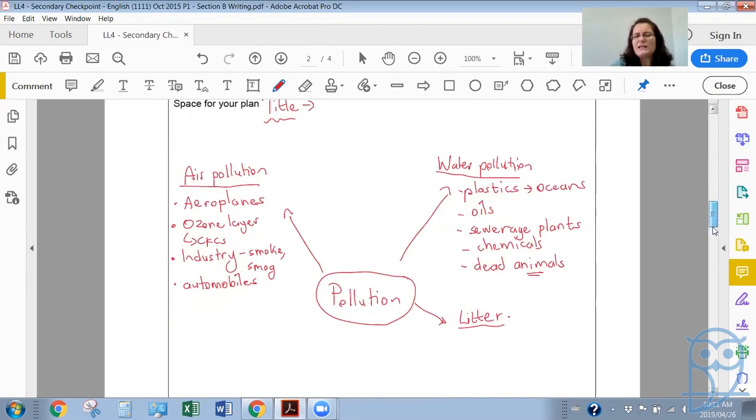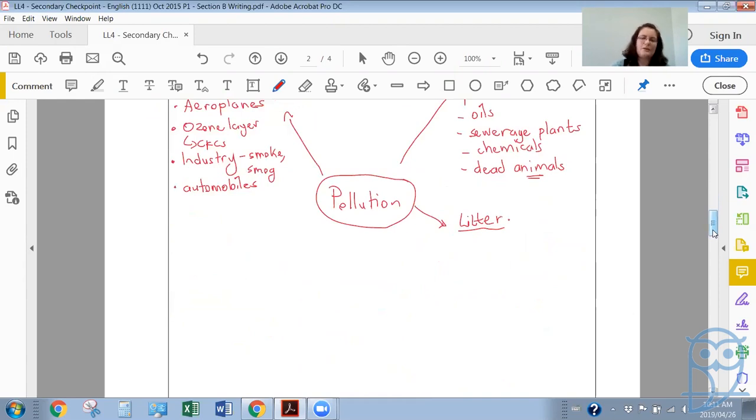Let's go on to litter. What can we say about litter? What do we know about litter? Let's see some of your suggestions coming through. Plastic again, yes, I'll write it now. So plastic is still a major problem when it comes to littering. What about, where do we put our litter? Where does it go? Do you know what happens to it?